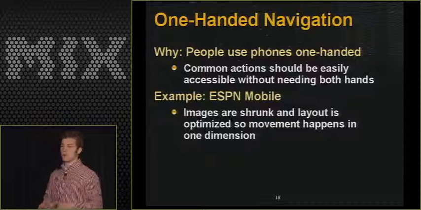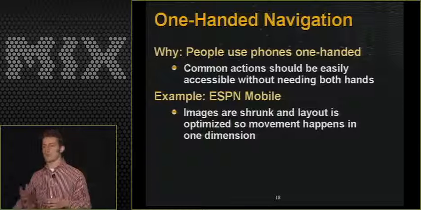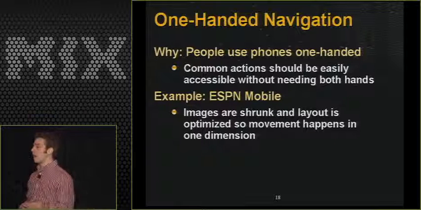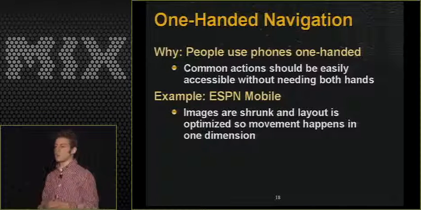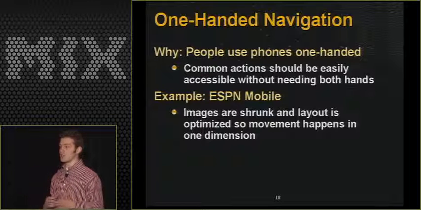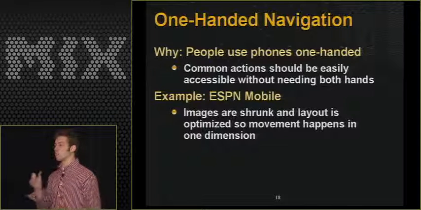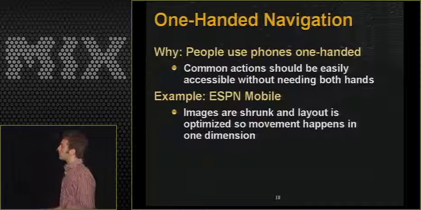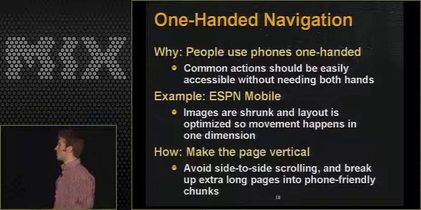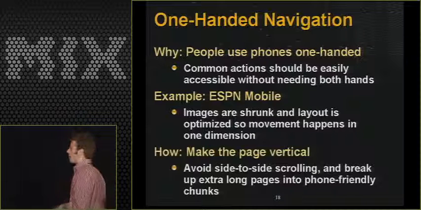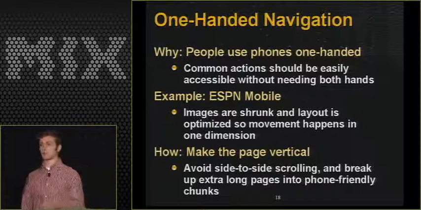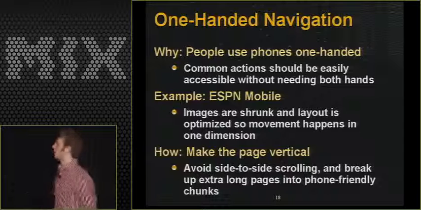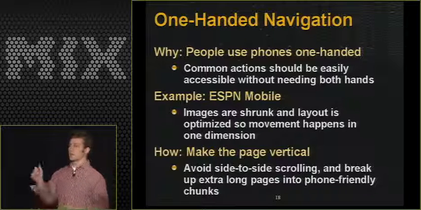So ESPN Mobile is a great example. You go to the ESPN site from a device. It gives you a special formatted version, brings down images and text and everything. It looks like a great experience, but never once do you have to side-to-side scroll. So make sure to always keep people in one axis. They shrink down the images, layouts change. So the real takeaway from this one is just try to make the page vertical, or at the very least, just keep it in one direction. And that'll help folks when they're one-handed.